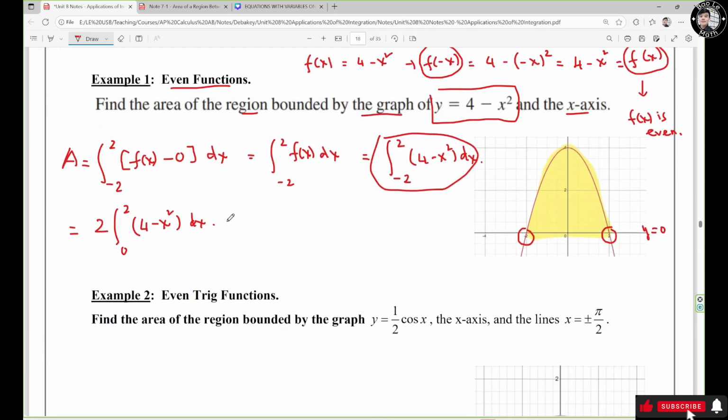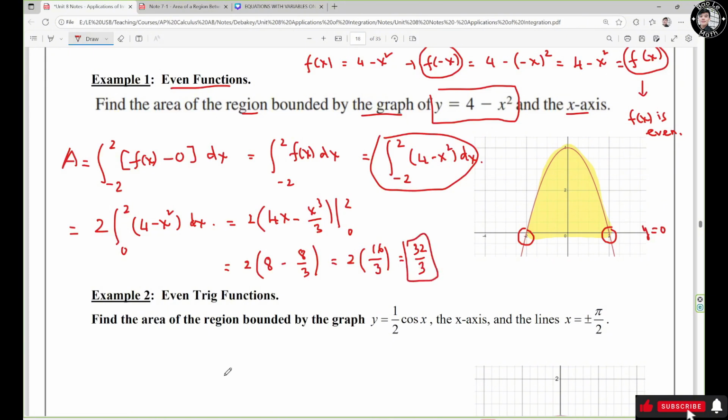So this turns out to be 2 times the antiderivative of 4, which is 4s minus s cubed over 3, evaluated from 0 to 2. I'm going to simplify this one. It's 2 times, substitute 2 for s, 8 minus 8 over 3. Substitute 0 for s, it's 0. So this turns out to be 2 times 16 over 3, so it's 32 over 3. This one is the final answer.